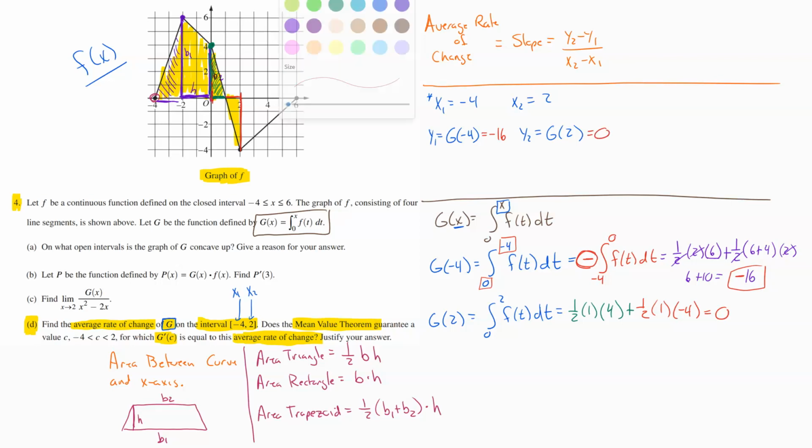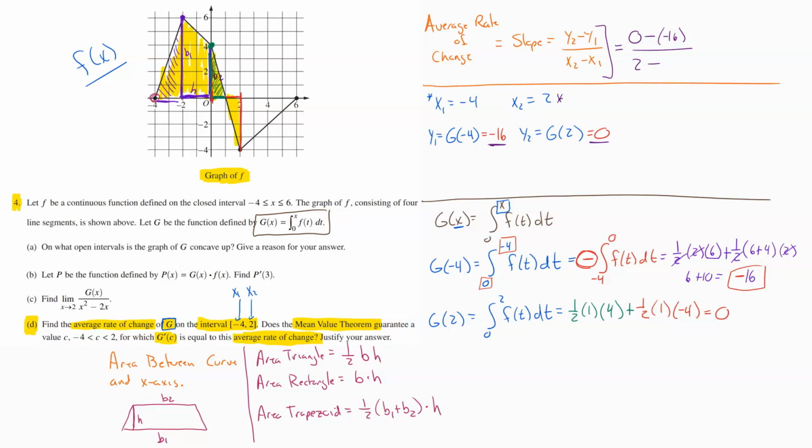Now that we've got our x1 and y1, our x2 and y2, we've got everything we need to pop into our average rate of change formula. So we just do that. We go y2, which is 0, minus y1, which is -16, over x2, which is 2, minus x1, which is -4. Out of here, you're going to end up with 0 plus 16, the negative gives us a positive, so 16 over 2 plus 4, the negative again gives us a positive.